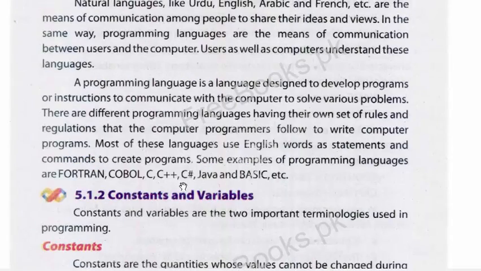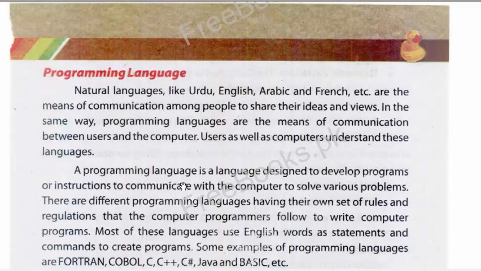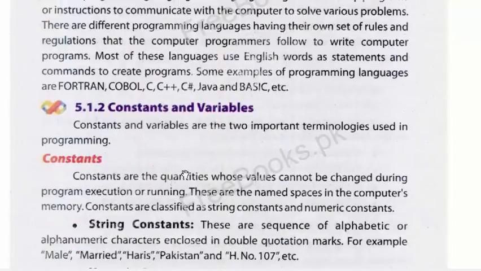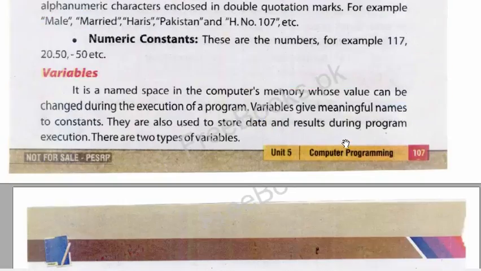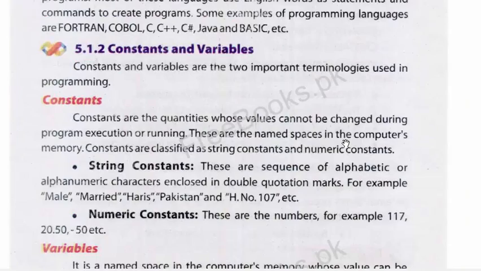Now, to use that language, we must understand what is a constant and a variable. Constants are values whose value cannot be changed during the execution of the program. But variables are values whose value can change during execution.